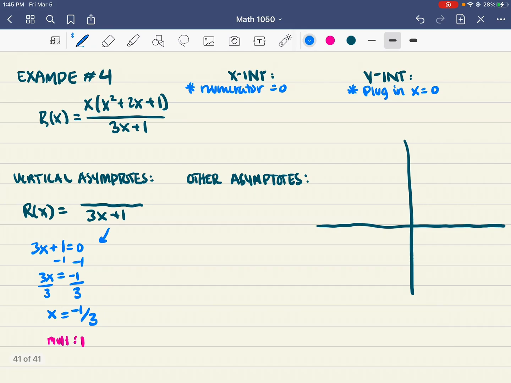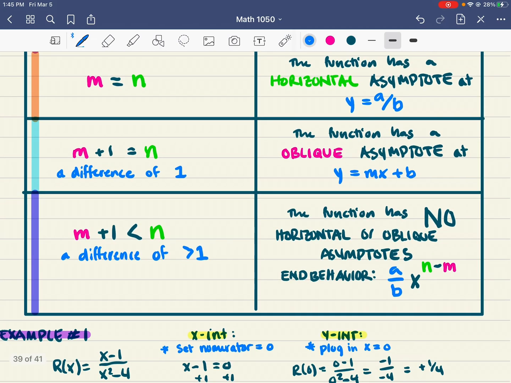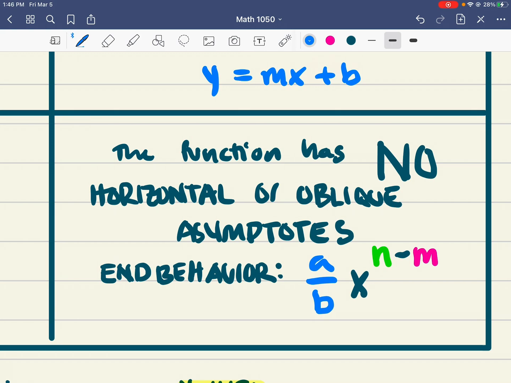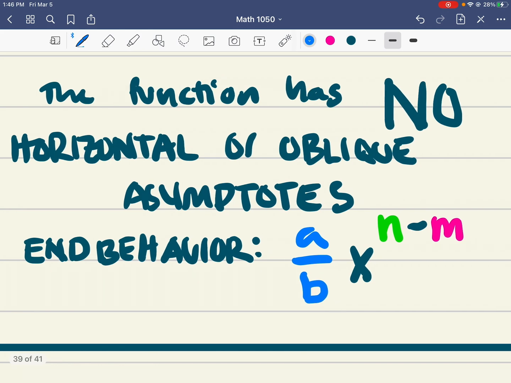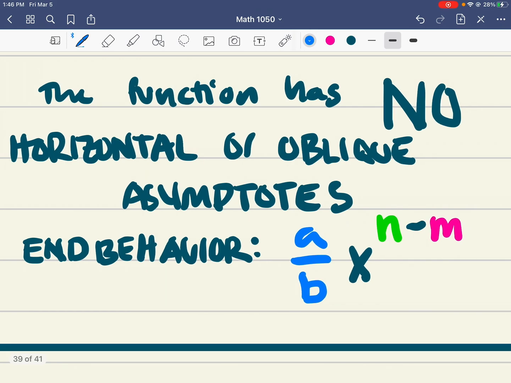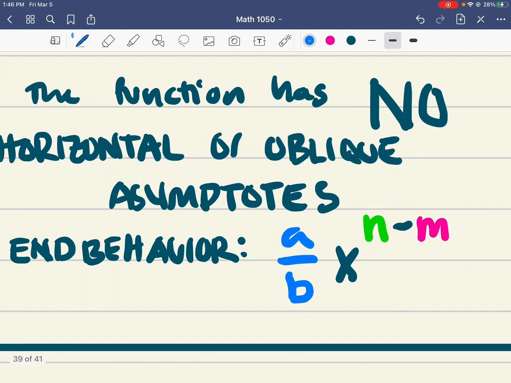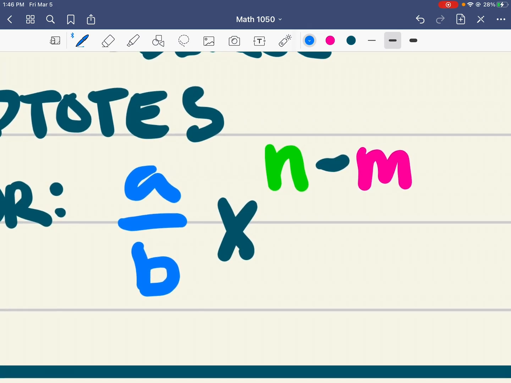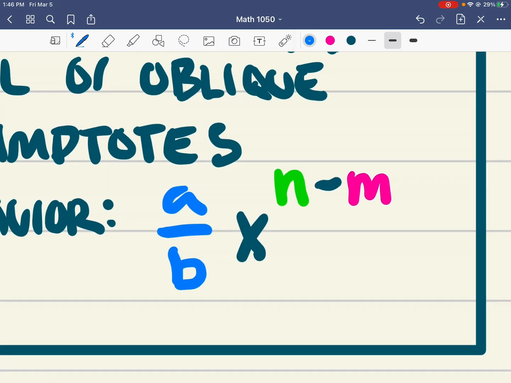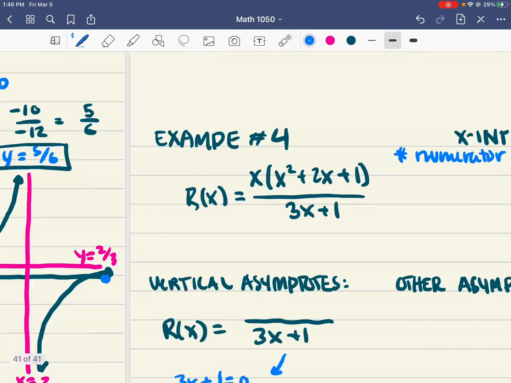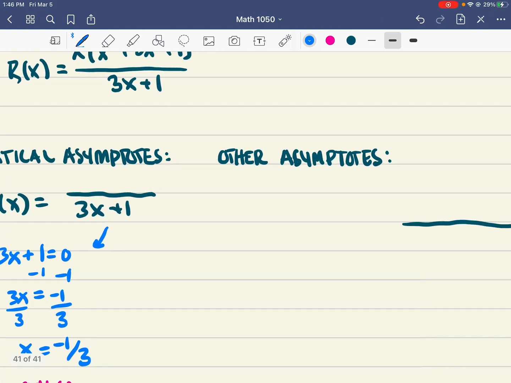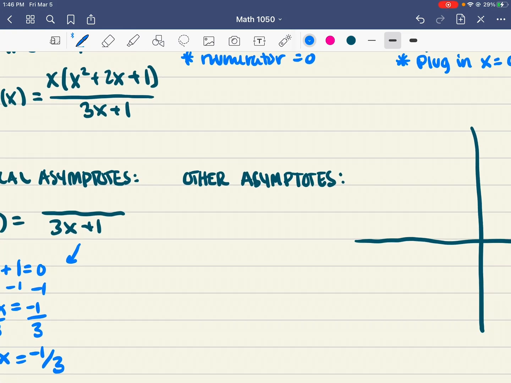Other asymptotes. So this is the one where we're following these rules that we have on this page. This says it has no horizontal or oblique asymptotes, right? The only thing that we actually care about is end behavior on this one. Because there's so much of a difference between the degree of the numerator and the degree of the denominator, the end behavior is going to end up being basically the leading terms divided by each other, reduced essentially. So I'll show you what that looks like, and hopefully you will know more what I mean.